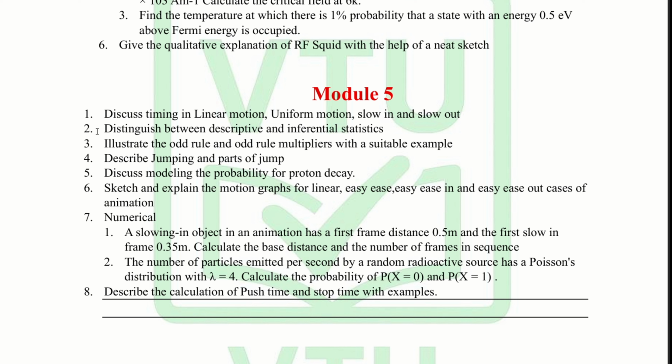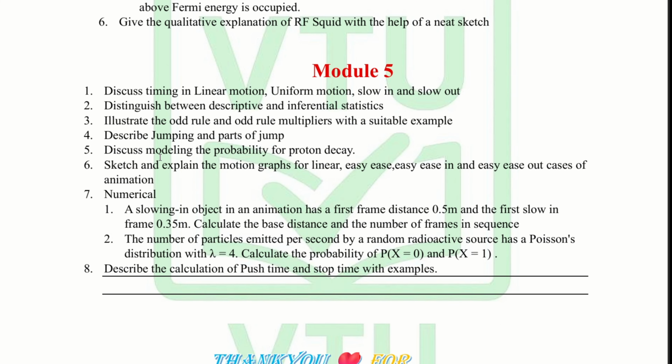And the second question is distinguish between descriptive and inferential statistics. The third question is illustrate the addition rule and multiplication rule with a suitable example. And the fourth question is describe the jumping and parts of jump. And the fifth question is discuss modifying the probability for proton decay. The sixth question is sketch and explain the motion graph for linear, ease in and ease out case of animation.